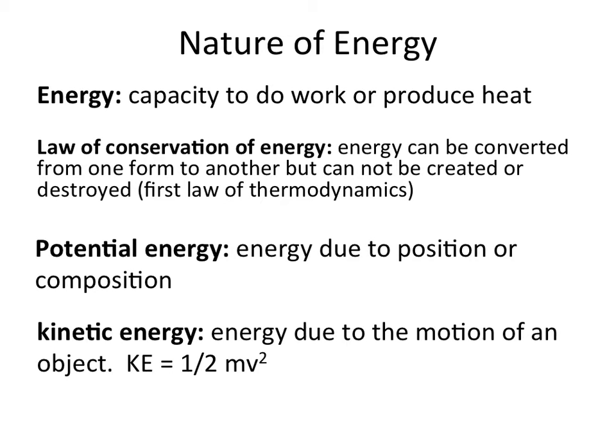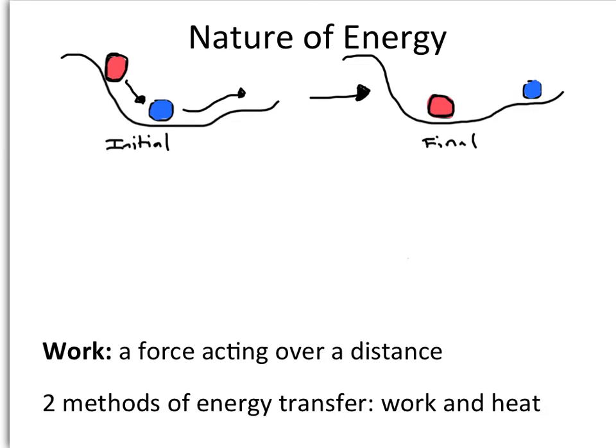Now, kinetic energy is the energy due to motion. It's expressed by this equation here: kinetic energy is equal to half the mass times the velocity squared. So you can calculate the kinetic energy of an object if you know its mass and its velocity. The interplay between kinetic and potential energy can be best diagrammed by what we see here.